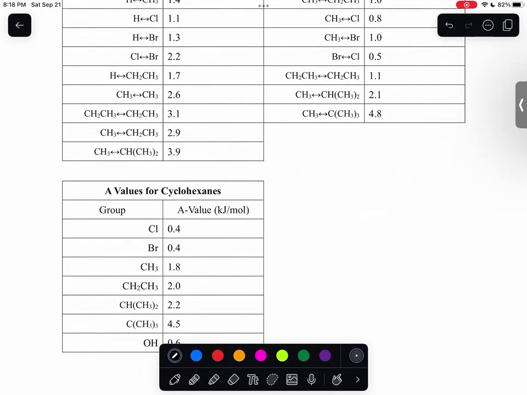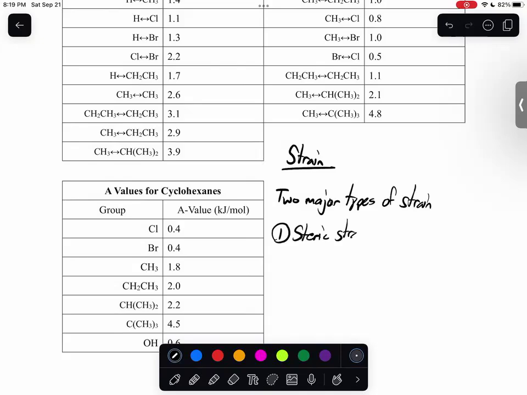So they are things that we call strain. All right. And strain is essentially something that denotes an excess of potential energy, because something wants to release energy to move away from strain. Okay. And there are two major types of strain. We have the first, which is steric strain. And steric strain is when atoms try to occupy the same space.